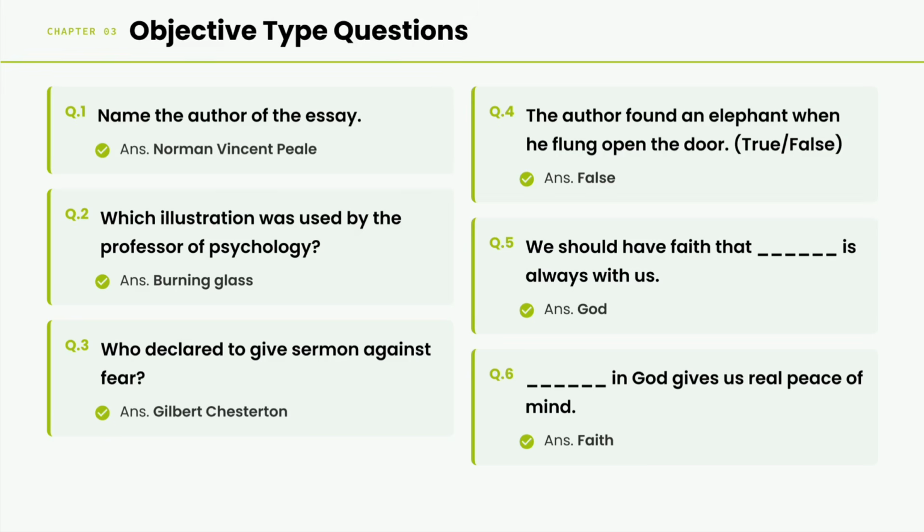Question 4. The author found an elephant when he flung open the door. True or false? Answer. False. Question 5. We should have faith that underscore is always with us. Answer. God. Question 6. Underscore and God gives us real peace of mind. Answer. Faith. Short questions from chapter 3.